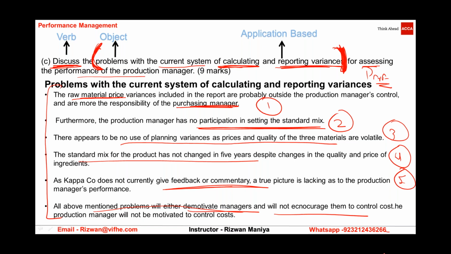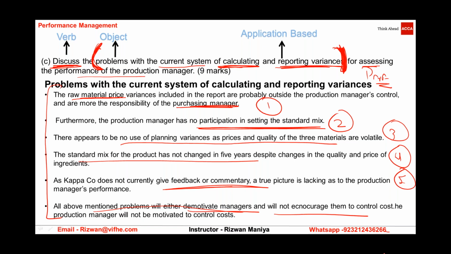Always break a question. Always in a question, find out the verb and object. This is the key to success. Always find 2 things in a question. Number 1, verb and object. Secondly, see whether the question is a knowledge based one or an application based one. Always ask yourself these 2 things: verb and object, and whether the question is knowledge based or application based.